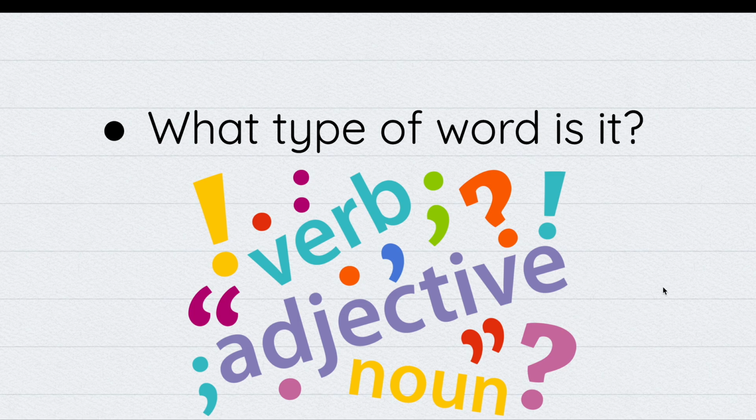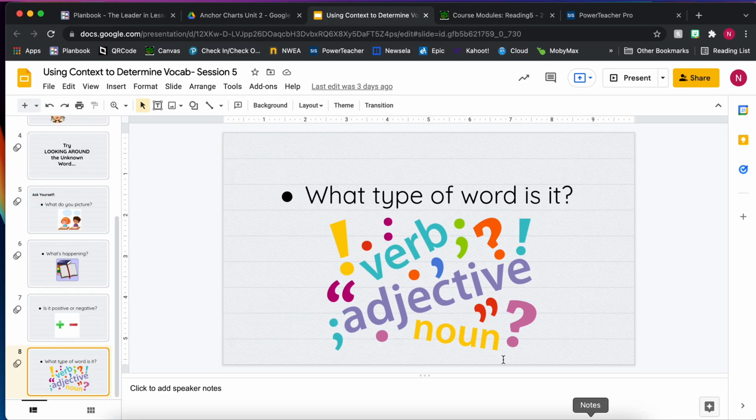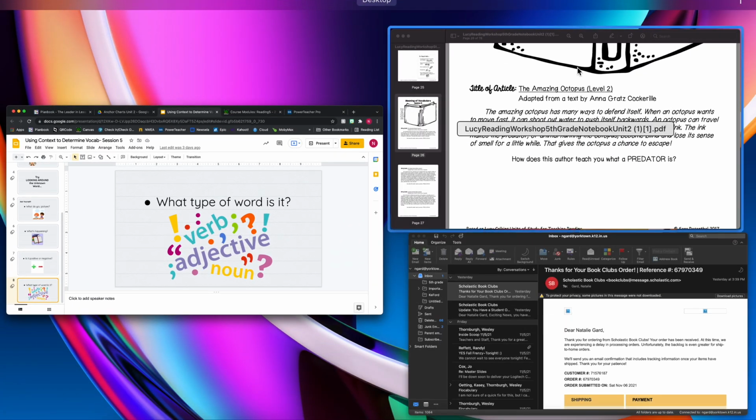And then what type of word it is can help. By reading the sentence, you can almost tell, is this an action word? Is this a person, place, or thing? Is this describing something? That's going to help us narrow down what the word actually means if we know what type of word it is. So we're going to practice doing that. Let me find my reading.